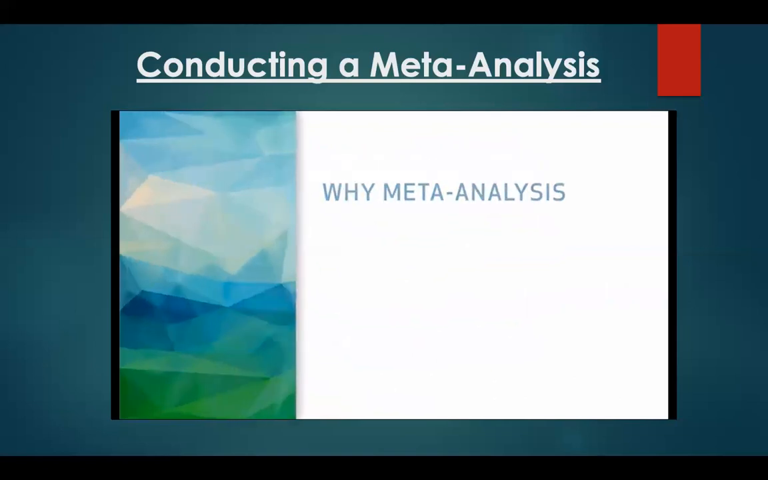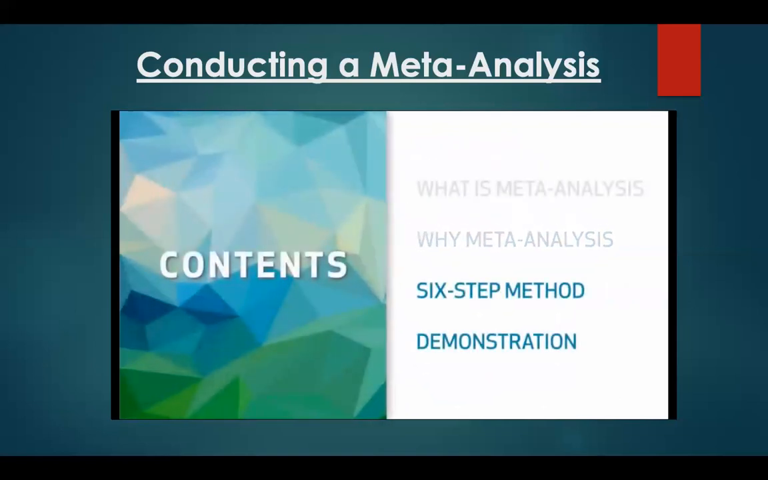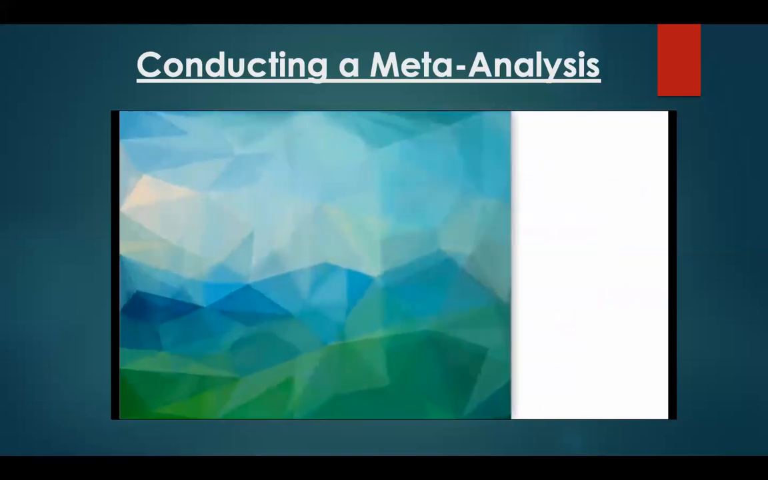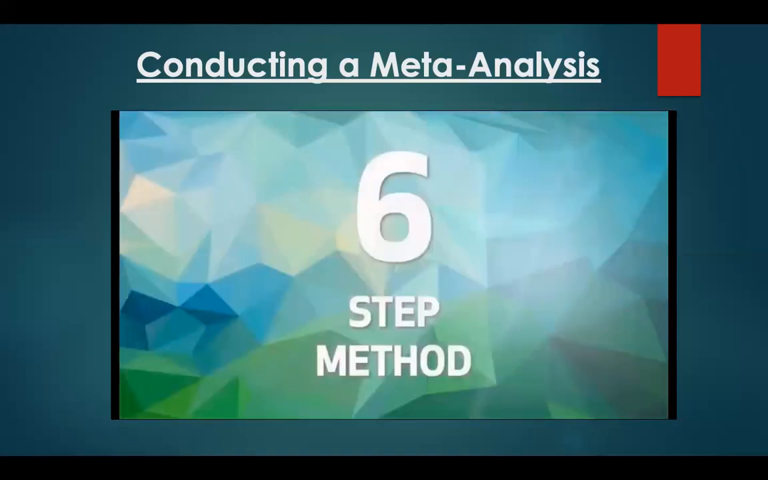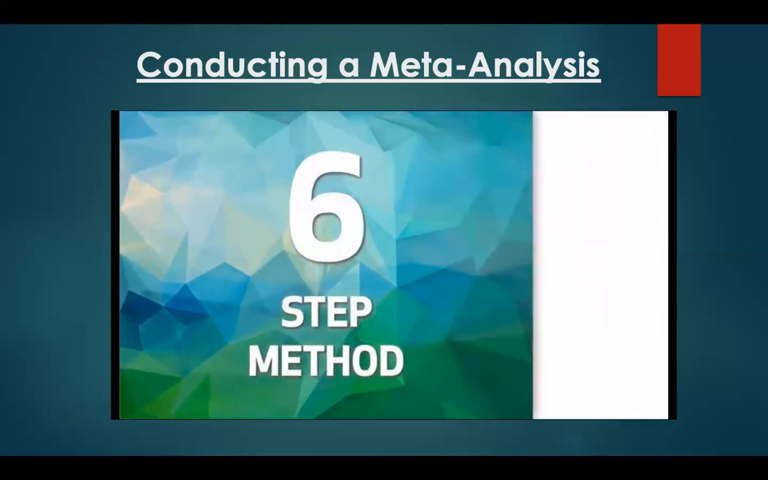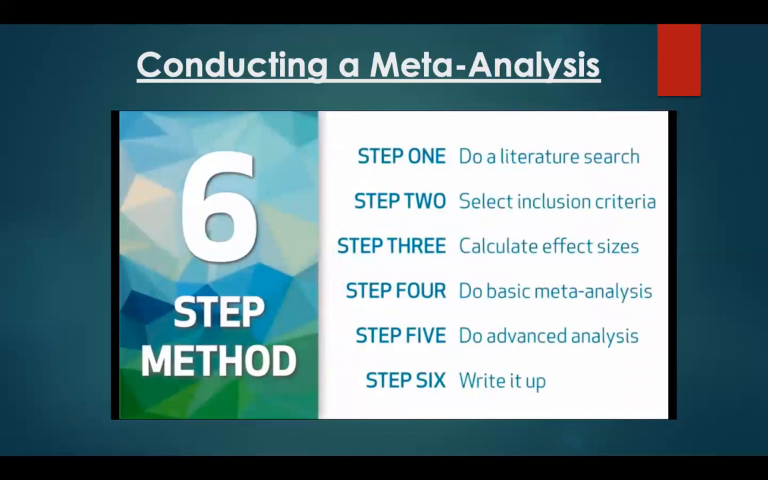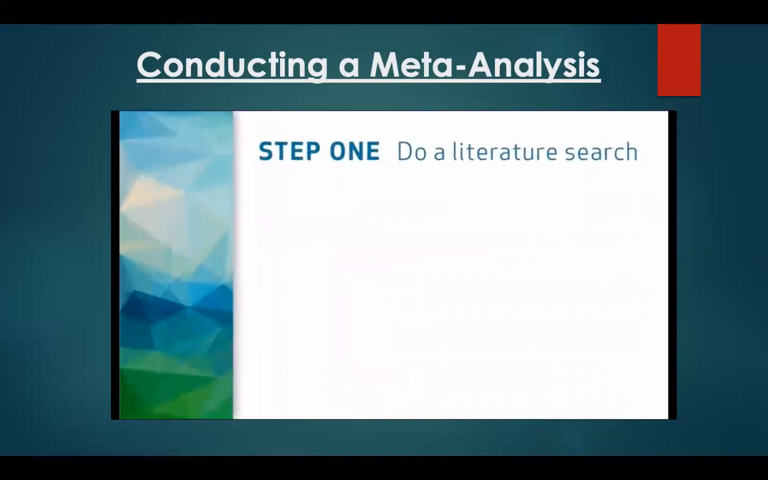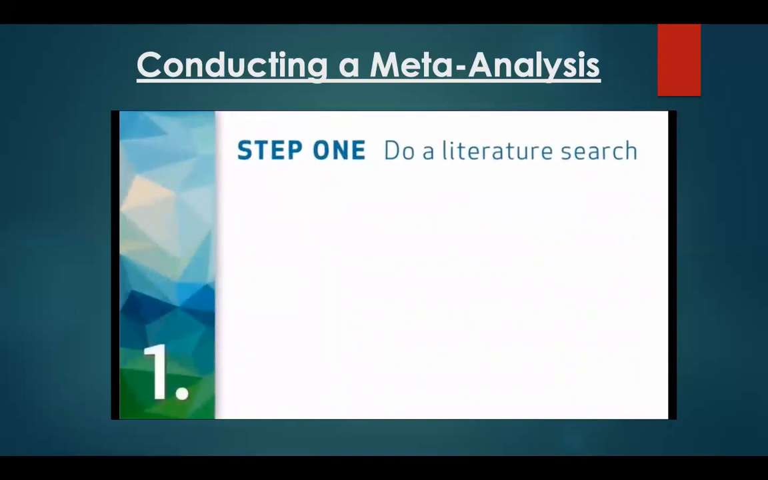And now that we've considered the what and why of meta-analyses, let's take a look at Field and Gillette's 6-step method for conducting a meta-analysis. First, we'll go over each of the steps, as you can see outlined here, and then I'll go through a demonstration of the method with both R and SPSS. Now, like any research endeavor, your first step is a literature search. You're looking for studies that have addressed generally the same research questions you're looking to analyze.